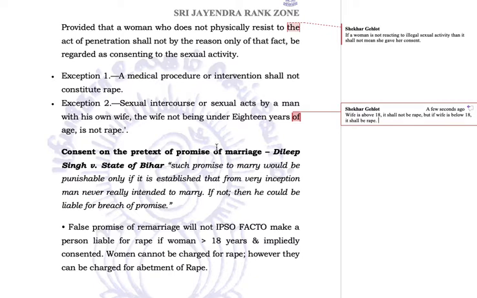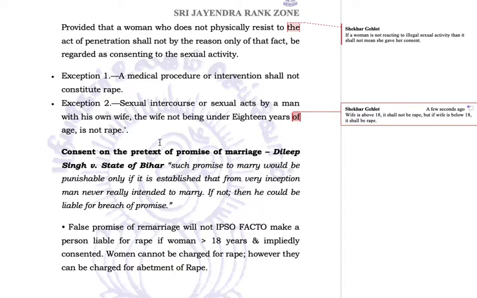Consent on the pretext of promise of marriage. Dilip Singh versus State of Bihar. Such promise to marry would be punishable only if it is established that from very inception man never really intended to marry. If not, then he could be liable for breach of promise. Now there are so many cases in which girls have come up to the court saying that my boyfriend raped me. How he raped you? Because the sexual intercourse happened with the consent, but he said he would marry me. Now he is not marrying me, so he has raped me, he has not taken the consent validly.